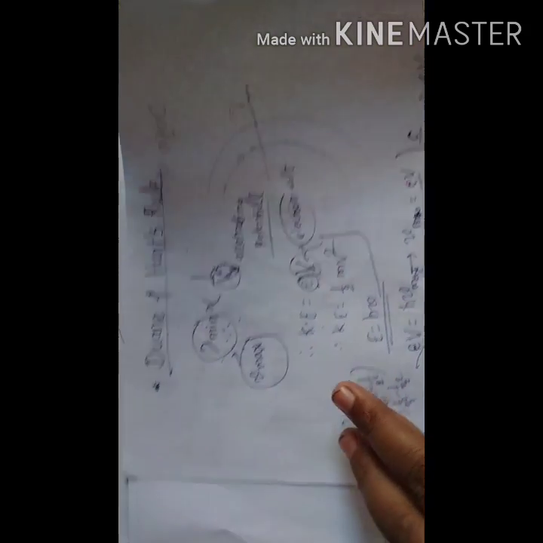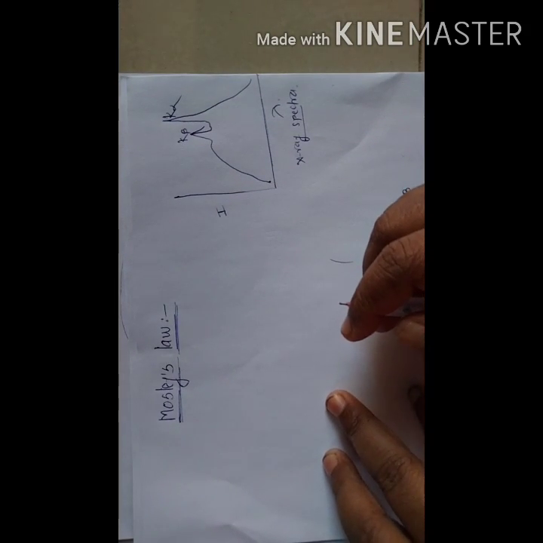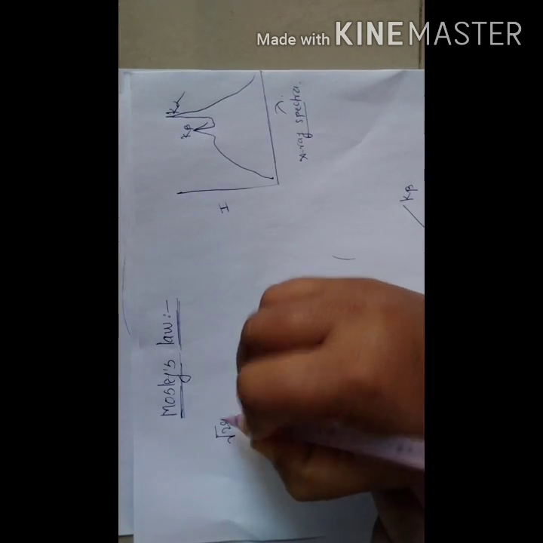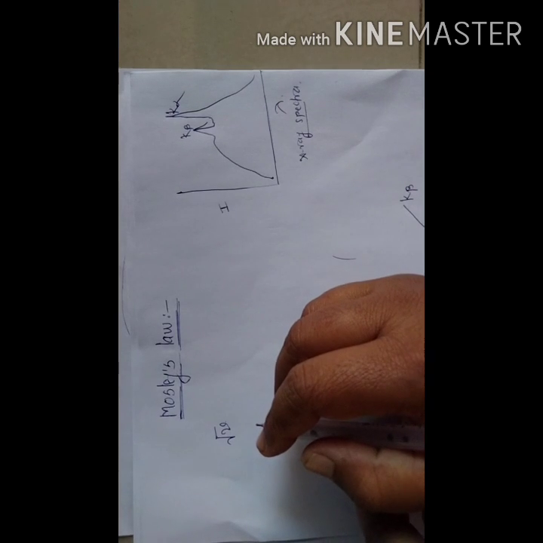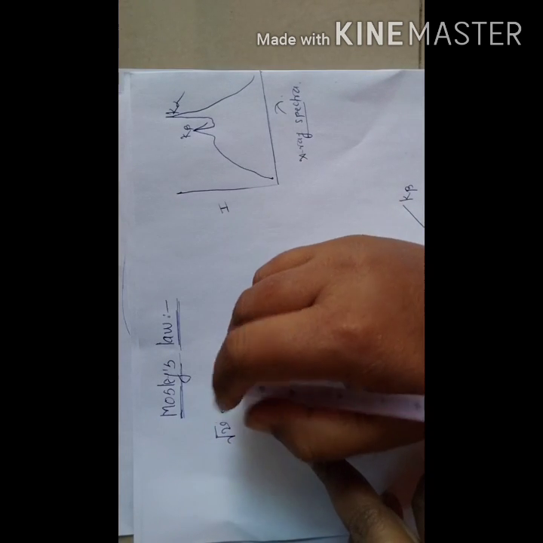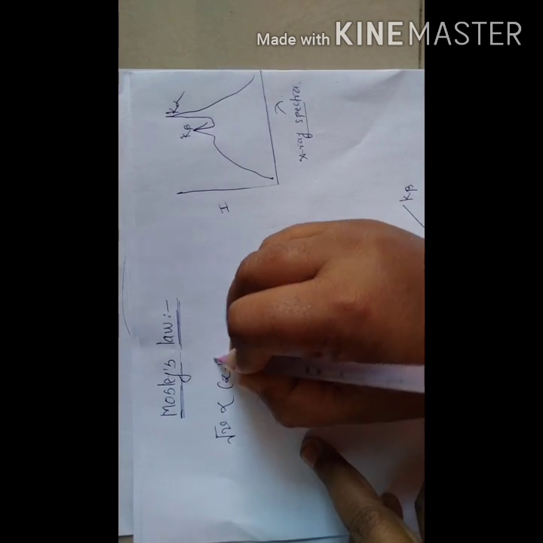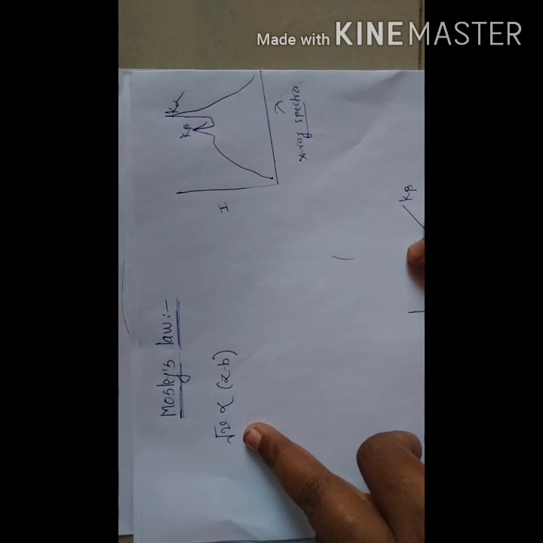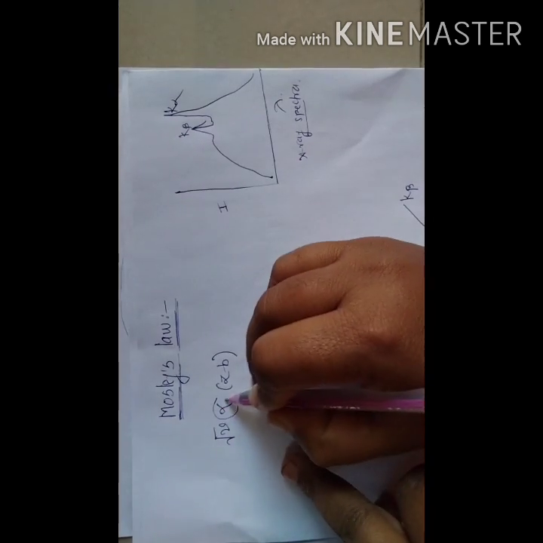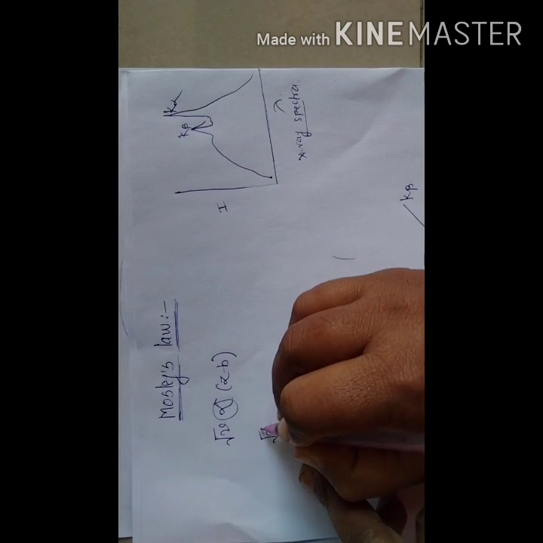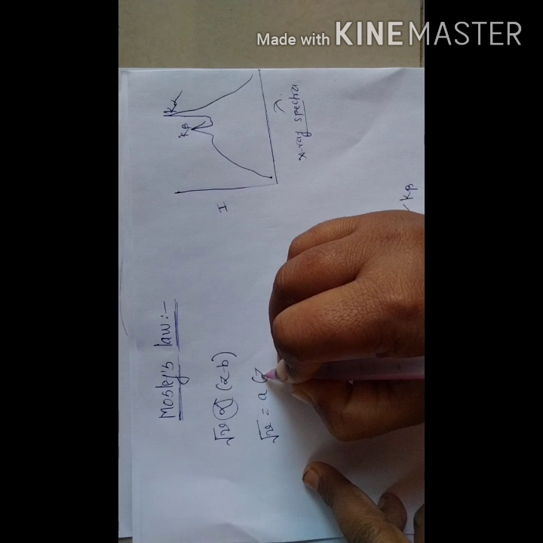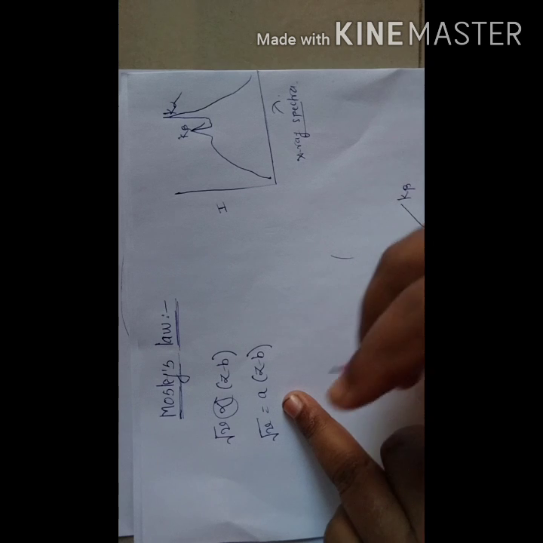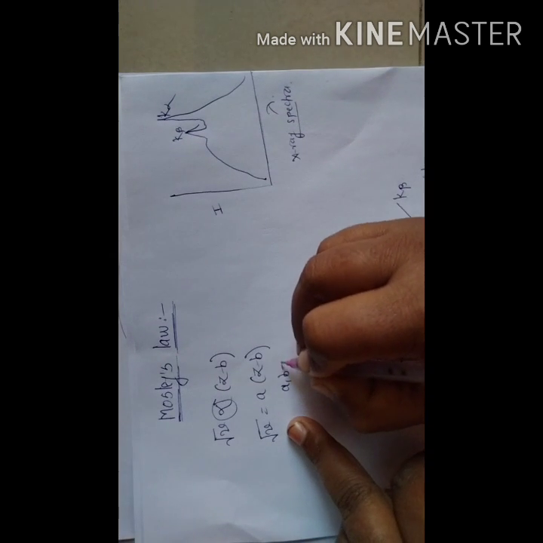In this lecture we will see Moseley's law, first the mathematical statement of Moseley's law. The square root of the frequency is proportional to the atomic number. This is the statement of Moseley's law. By removing the proportionality sign, I am writing a constant. Here A and B are the constants.